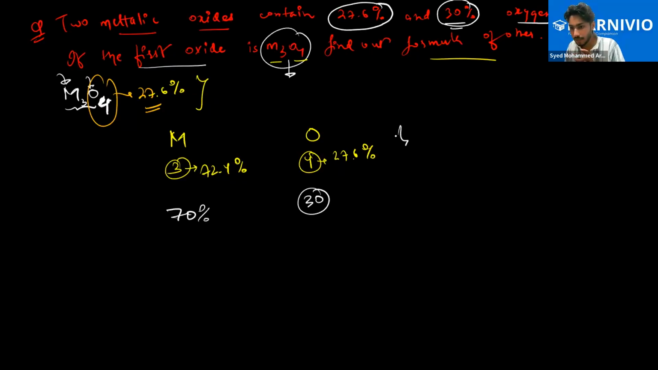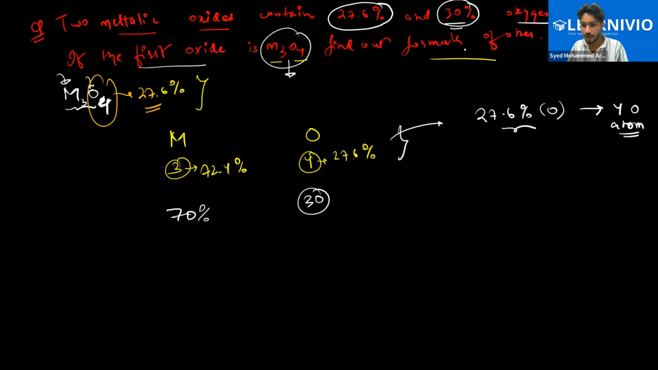So I'm writing like this. Oxygen, 27.6 percentage of oxygen is there in 4 atoms of oxygen. Right? 4 atoms of oxygen contain 27.6 percentage. Is it fine? Yes, sir. So if I'm having 30%, then what would be the number of atoms? Right? A very, very simple logical question.